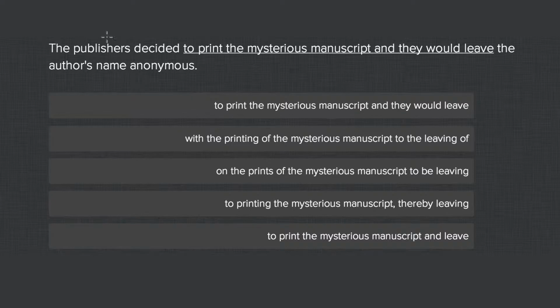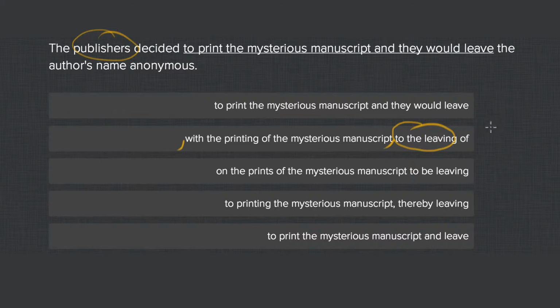We have the subject, the publishers. They decided, and we already have an error in punctuation, but I don't like to use missing commas to mark things right and wrong in the SAT because it's kind of a weak system. But let's assume that this had been punctuated correctly. The publishers decided, with the printing of the mysterious manuscript, then they have to the leaving.